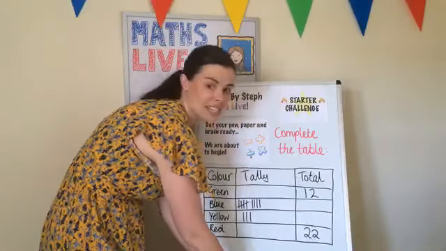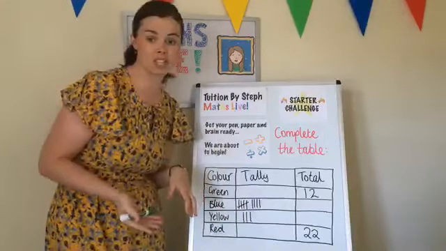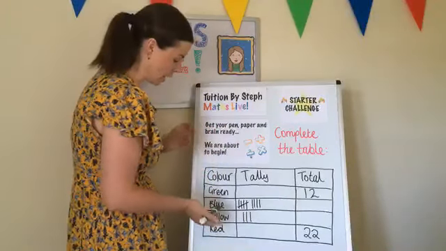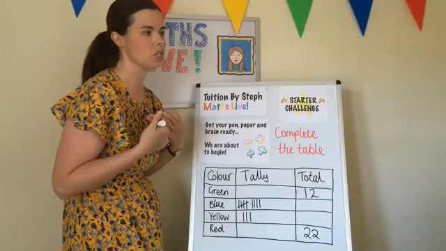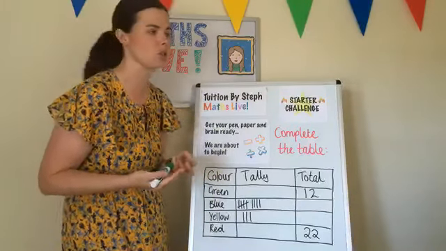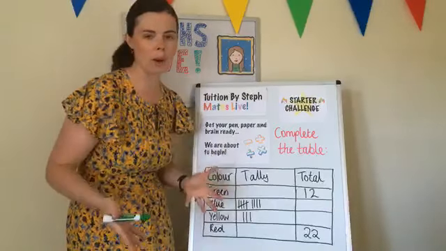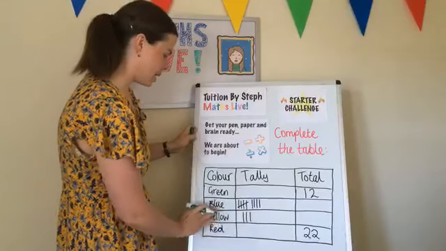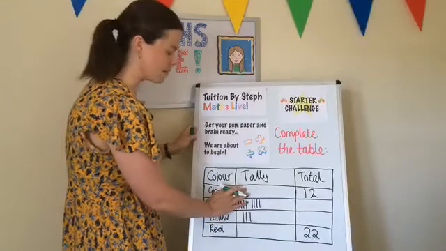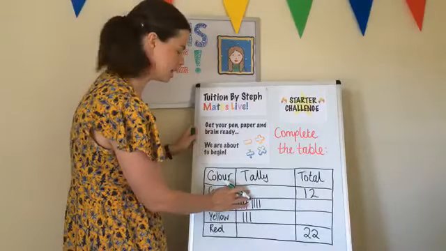So, we're going to be doing data this week, and I thought a really good warm-up challenge for our first lesson would be to complete a data chart. So, we've got colour. Now, this can be any sort of colours. It could be children's favourite colours, it could be the colours of cars that go past on the road, it could be colours that are picked out of a Lego box, it can be anything. So, we've got green, blue, yellow and red. Now, for green, we haven't got the tally, but we've been given the total. So in the top one, we need to fill in the tally.